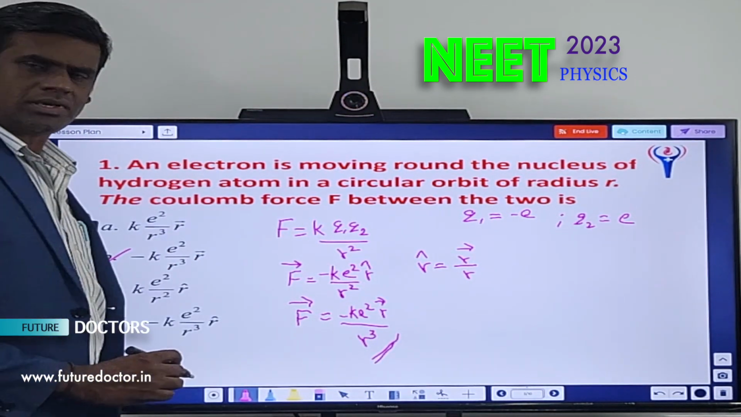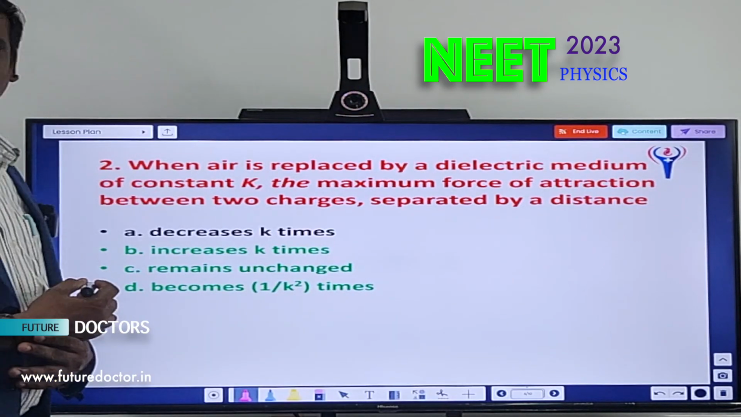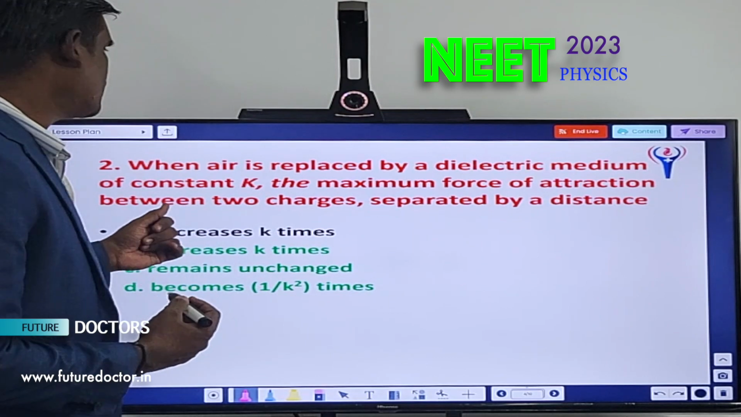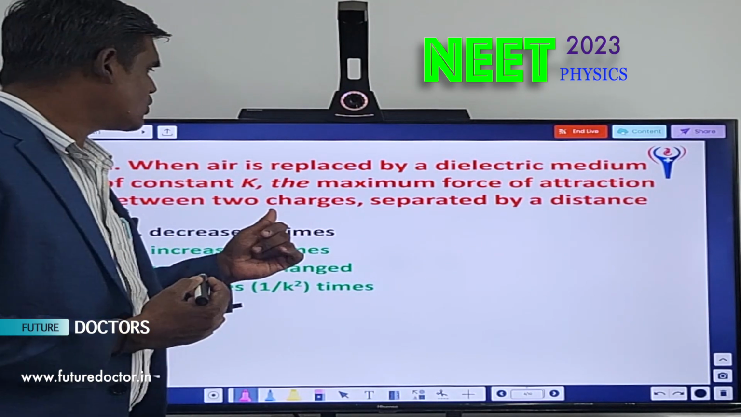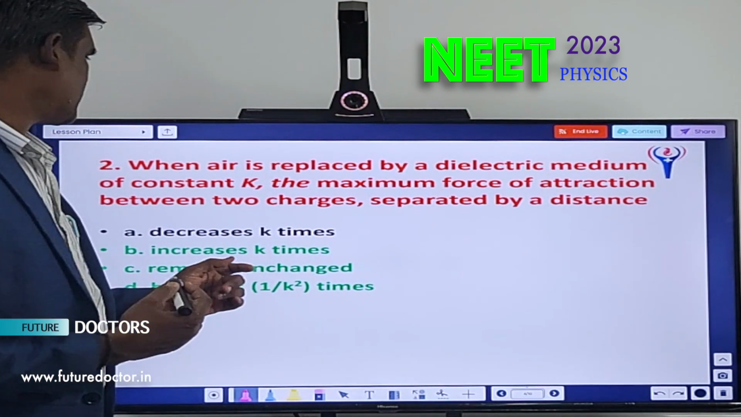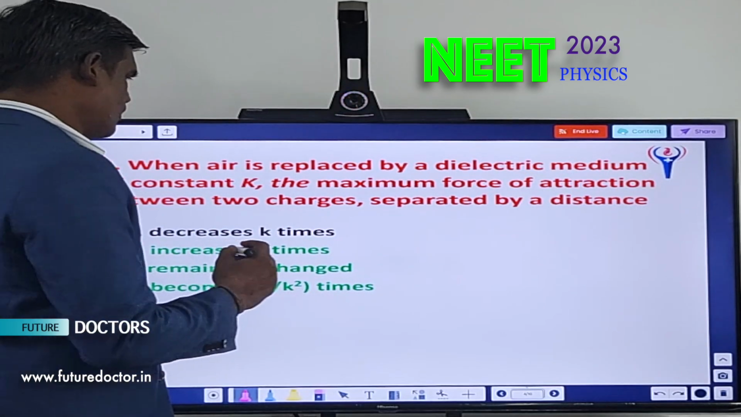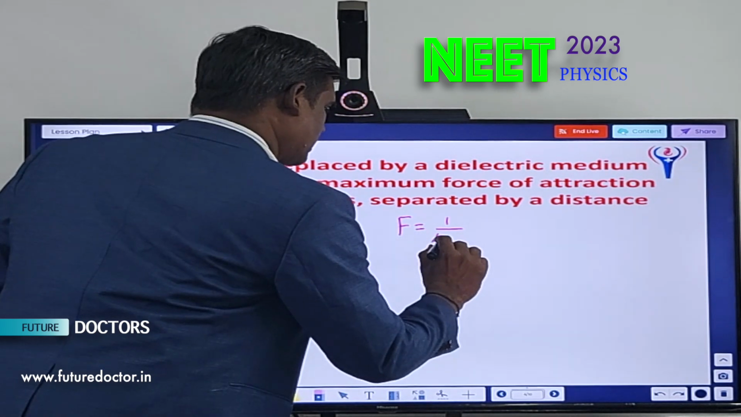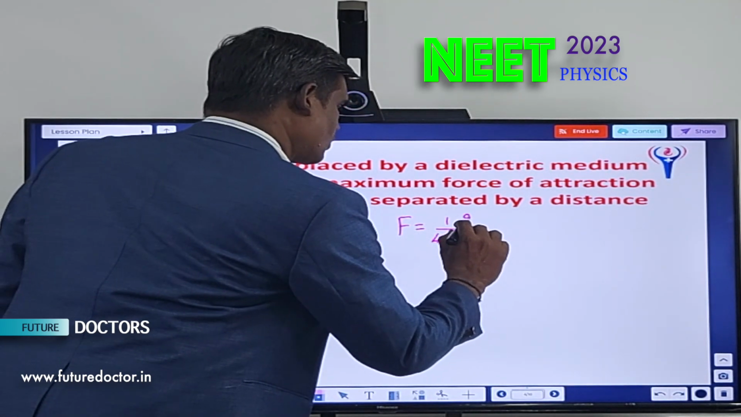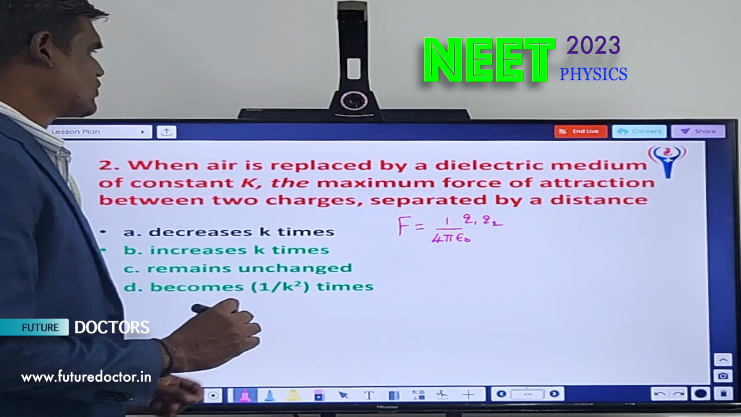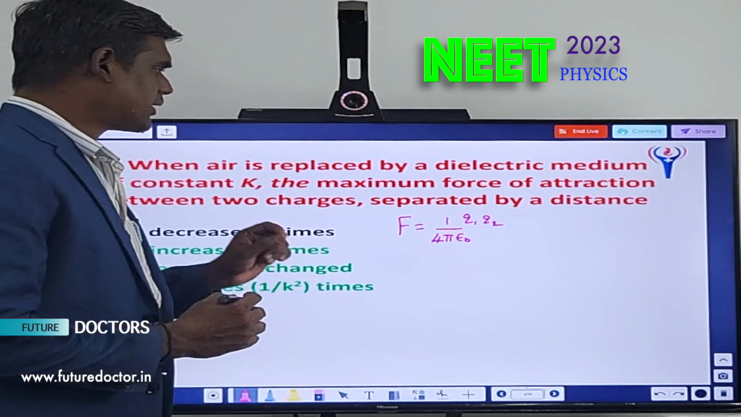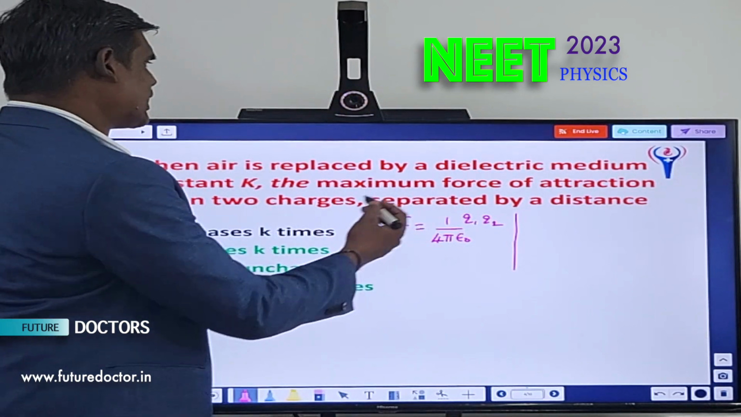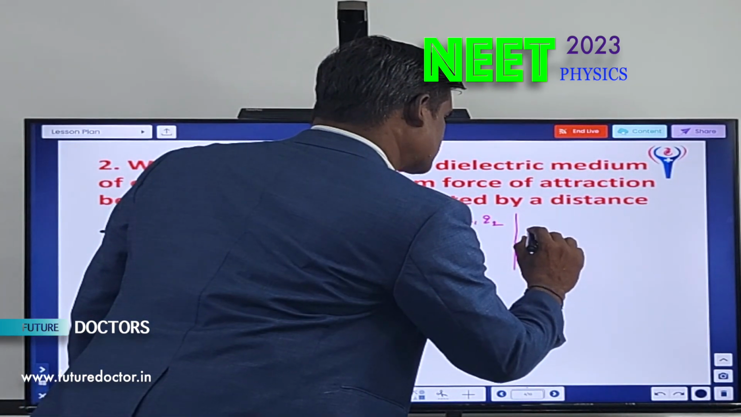Let's move to question number 2. When air is replaced by a dielectric medium of constant K, the maximum force of attraction between two charges separated by a distance is dash. Formula, that is F equal to 1 by 4 pi epsilon naught into Q1 into Q2. This is for air medium. Force of attraction in between air medium. And after introduction of dielectric medium, I'll keep it as F dash.